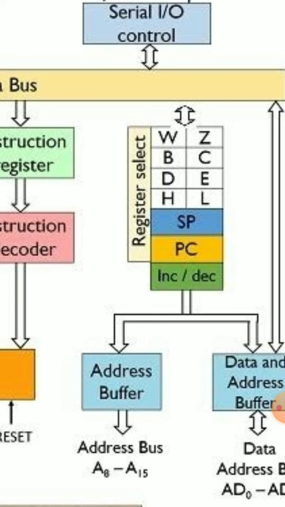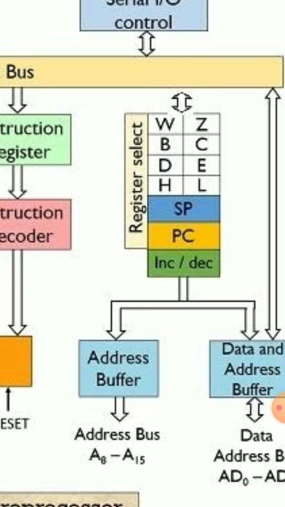So the pairing concept is either the BC pair, DE pair, or HL pair. These are the possibilities for accessing 16-bit data operations, right? Now if you want to perform 16-bit operations, we have to use the pairing concept. If you want to use 8-bit operations, you can use the individual registers, either the B register, C register, D register, or E register, as per your requirement.